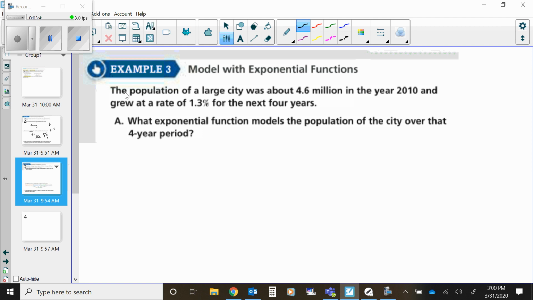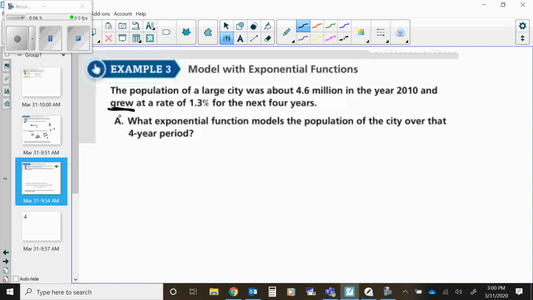The population of a large city was about 4.6 million in year 2010 and grew at a rate of 1.3% for the next 4 years. What exponential function models the population? So if we remember, this is a growth, right?